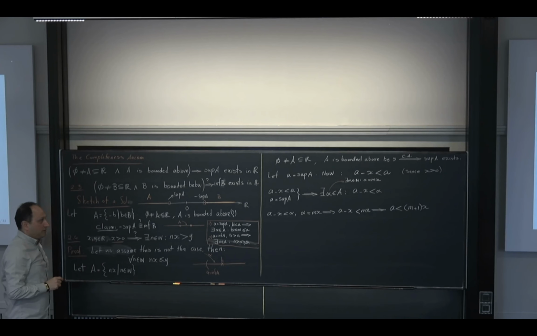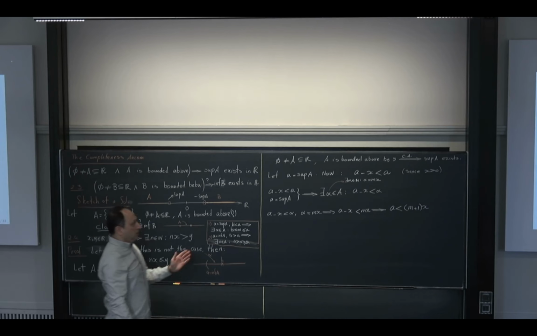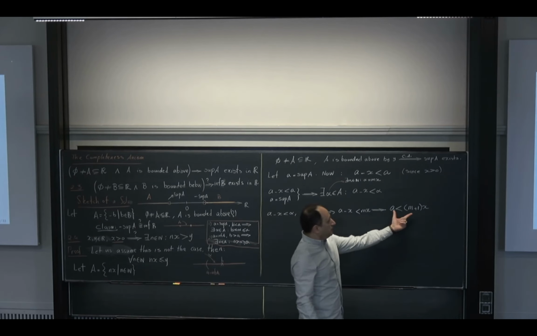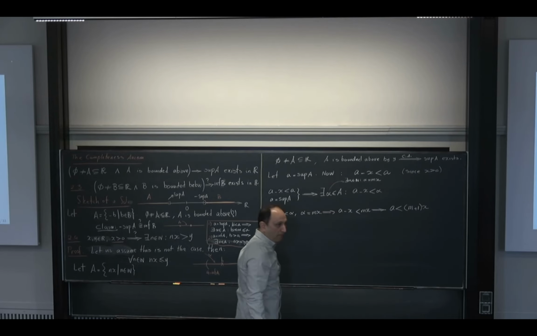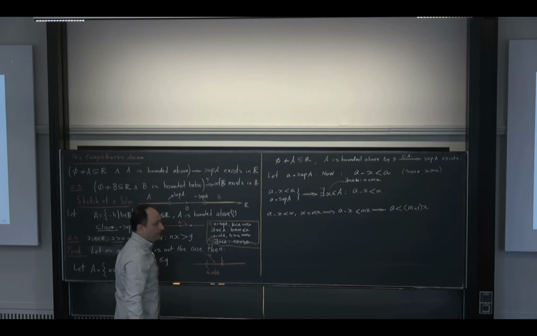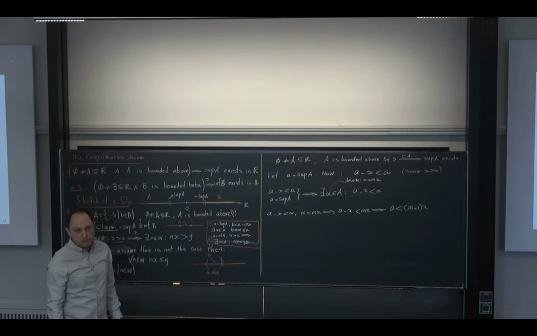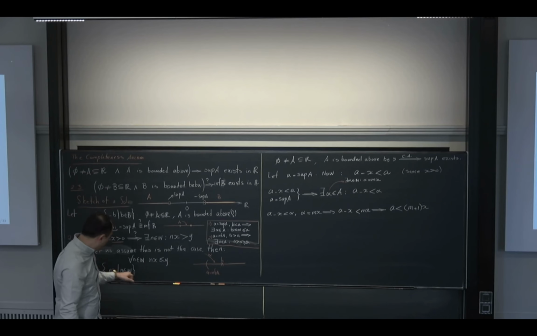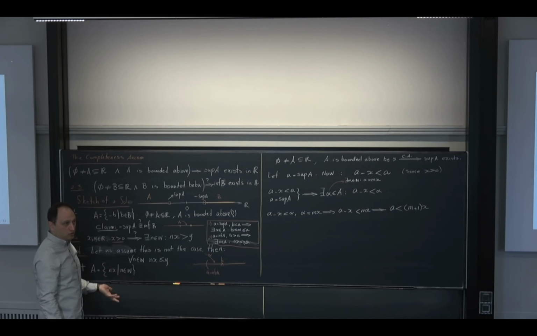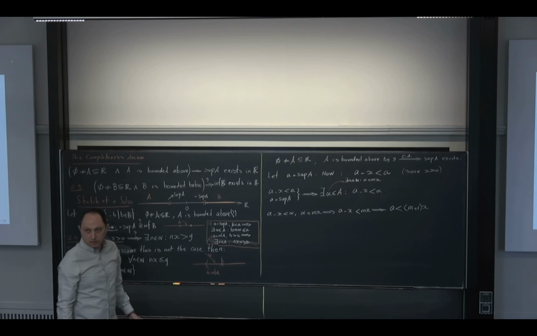You need to tell me why that's a contradiction. Let everyone think about that. If you have any questions, please let me know. But I want you to tell me why this is now a contradiction. Because m plus 1 is also a natural number, so it's in the set. (m plus 1)x is in the set, but A is supposed to be the supremum, so you found a bigger one.